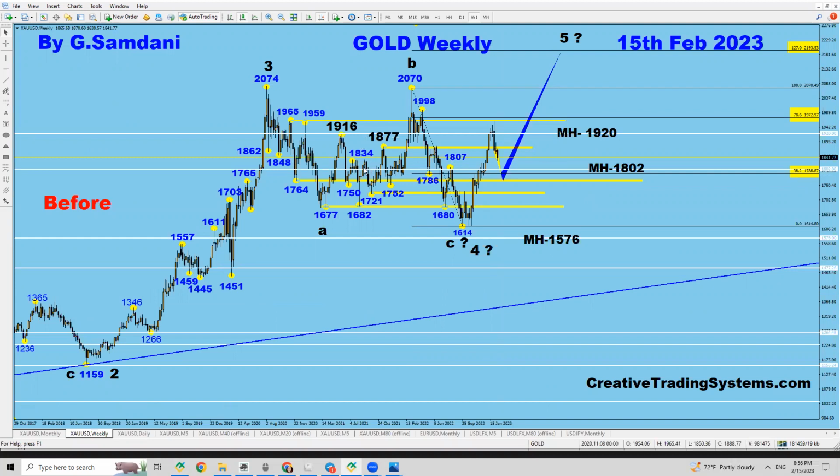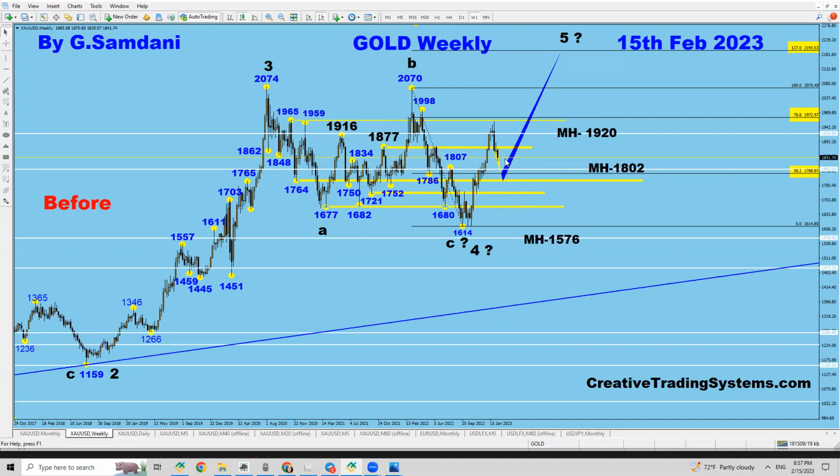So these two numbers are very, very important now: 1848 and 1834. If we drop below 1834, we're going to go down to 1802. If we go above 1848, then we might go back to 1877 and even higher, because the ultimate target is all the way up here for wave 5, right? So wave 2 is going to end here, or it might just go up a little bit, then come down again. A lot of things happen here.